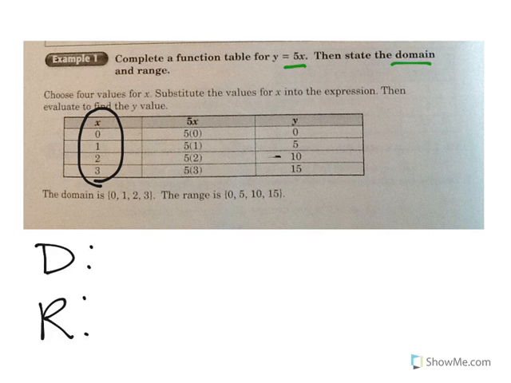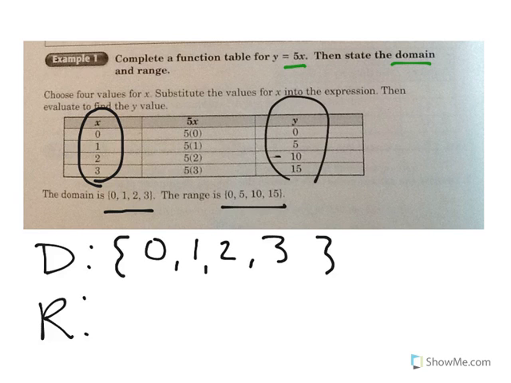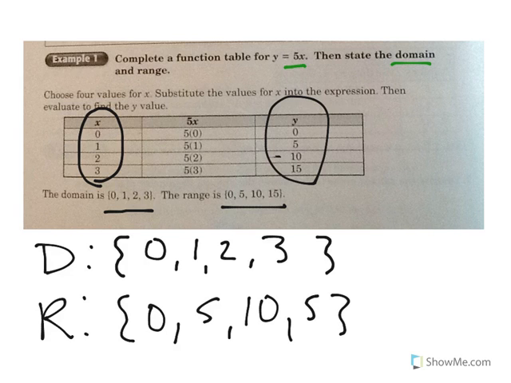I'm going to write my domain set in bracket form, just putting two brackets. All I'm doing is copying my x values, 0, 1, 2, 3, just like it's stated in this example. And then the range is just my set of y values: 0, 5, 10, and 15. It's written exactly the same right there.